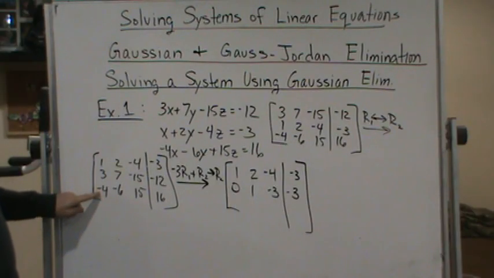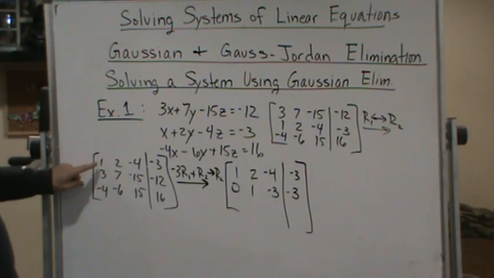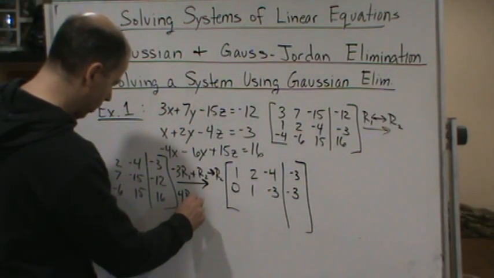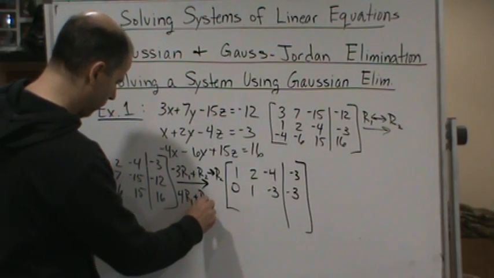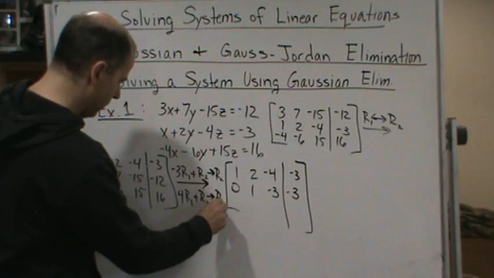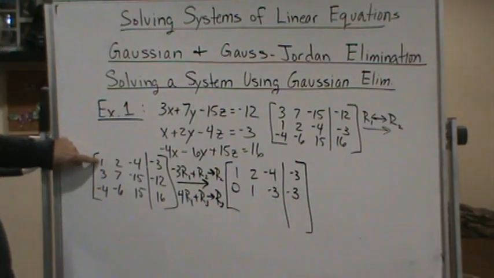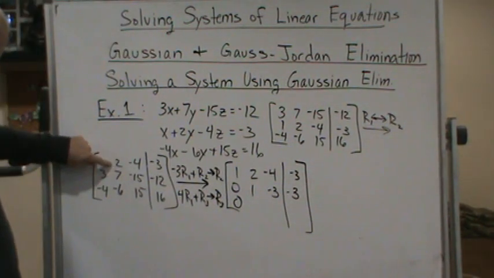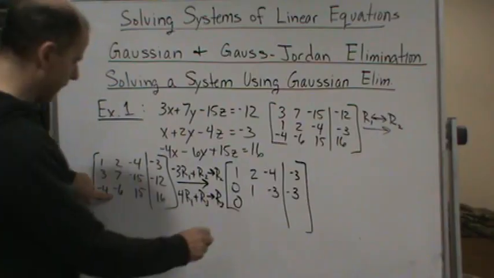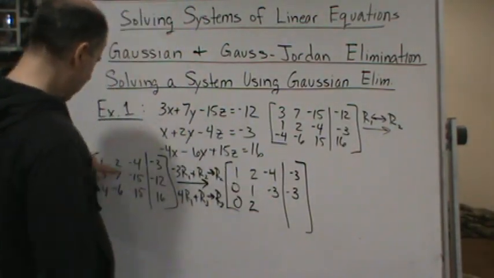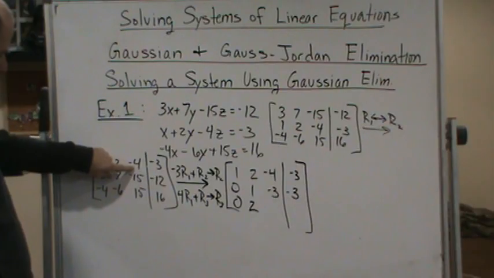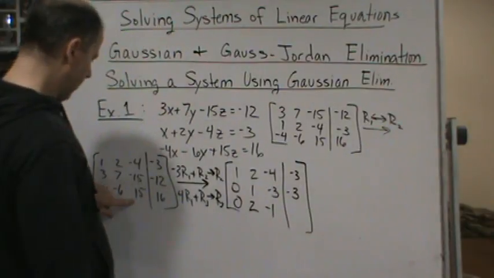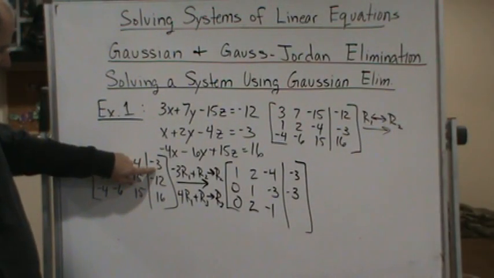Now we're going to do the same thing with row 3. So we're going to do 4 times row 1 plus row 3, and we're going to replace row 3. So now it's going to be 4 times 1 plus negative 4, which is 0. Then 4 times 2 is 8, plus a negative 6 is 2. And then 4 times negative 4 is negative 16, plus 15 is going to give us a negative 1. And then 4 times negative 3 is 12.